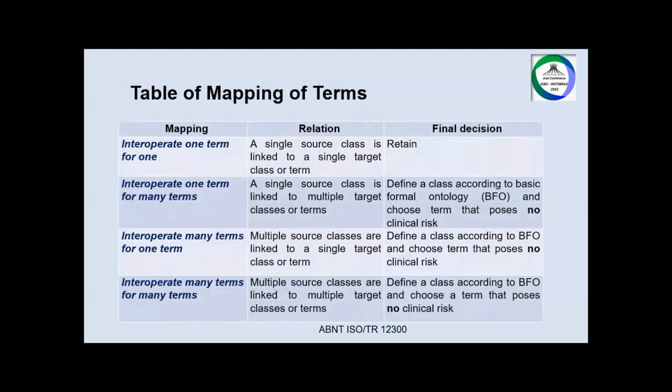This is the table of mapping of the terms. So when terms interoperate one-to-one, the relation is that a single source class is linked to a single target class of term. Then the decision was to retain. But when you have other kinds of interoperability, one term to many, many terms to one, many to many, we have the decision to define a class according to the Basic Formal Ontology, BFO, and choose the term that poses no clinical risk. This is according to ABNT ISO.